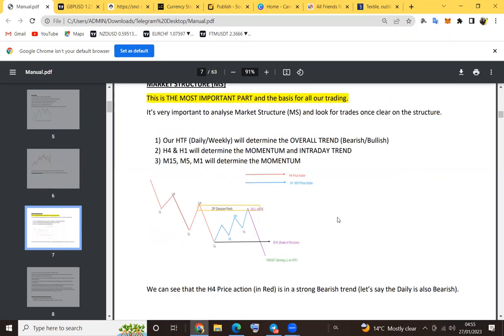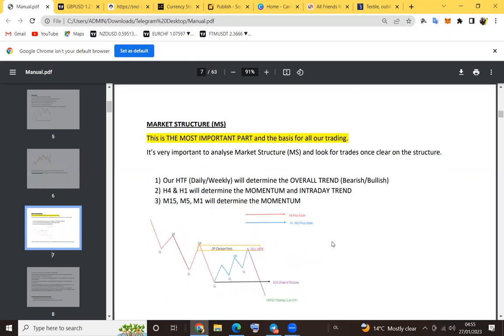Now, start of market structure. So market structure, MS, this is the most important part and the basis for all our trading. So market structure here, we form the basics of our trading. It is important to analyze market structure and look for trades once clear on the structure. So you can never proceed with this smart money concept if you don't understand your market structure.